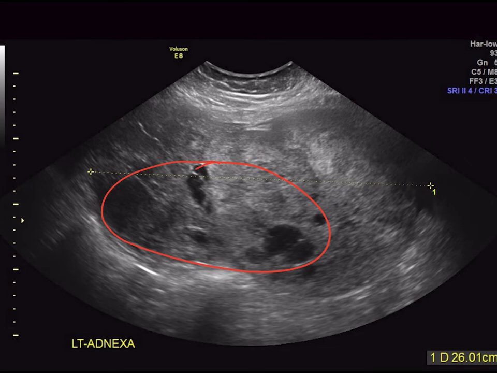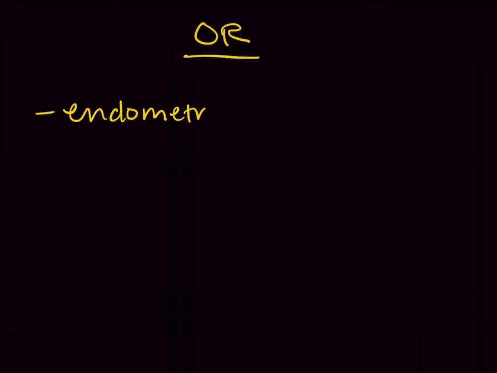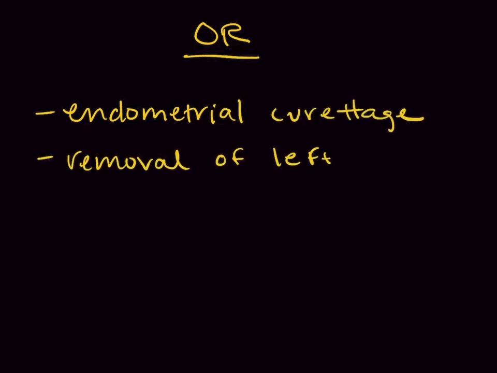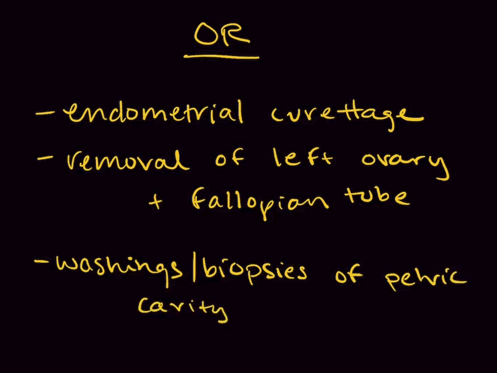Based on these findings, the patient was counseled and was taken to the operating room, where she had an endometrial curettage, in addition to removal of her left ovary and fallopian tube, along with washings, biopsies of the pelvic cavity, in addition to omental biopsies.